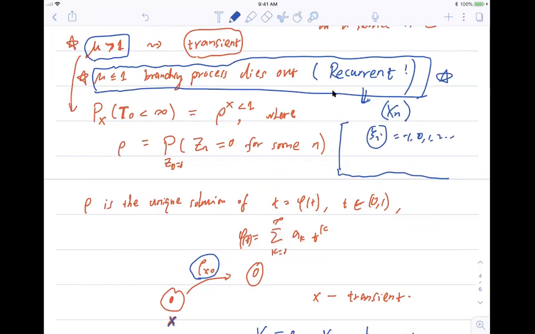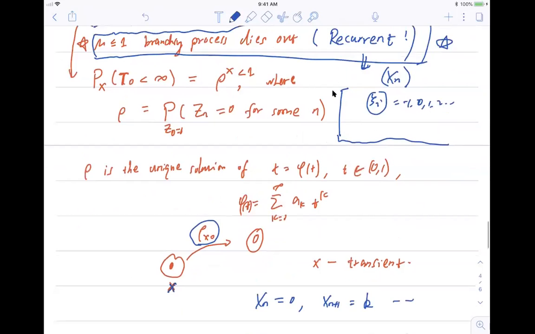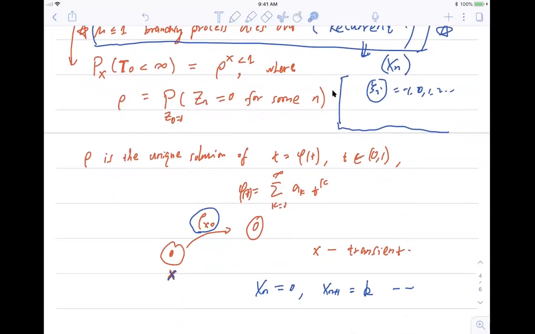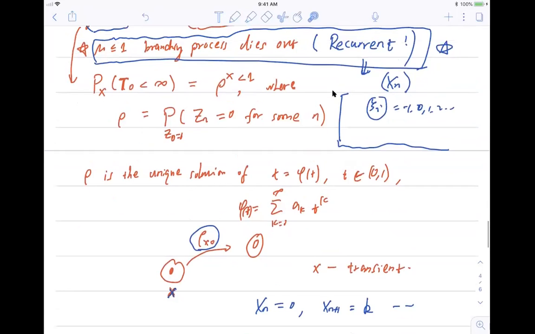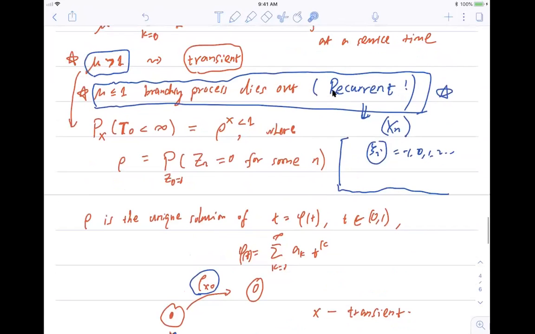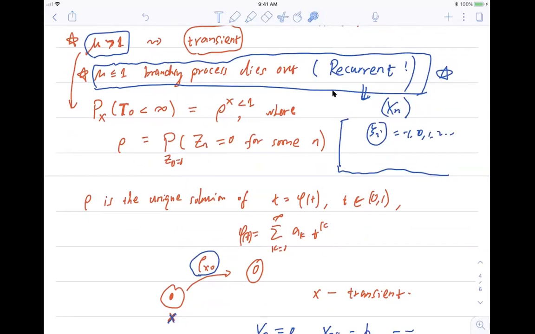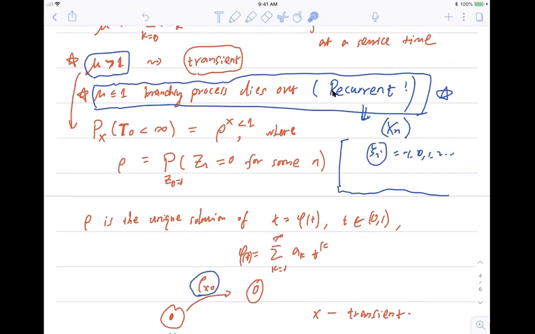So if it dies out, for instance, the branching process dies out, but once you reach 0, you can still move from 0 to any other point. You can move from 0 to any other point. So actually, this is like a recurrent, irreducible chain.